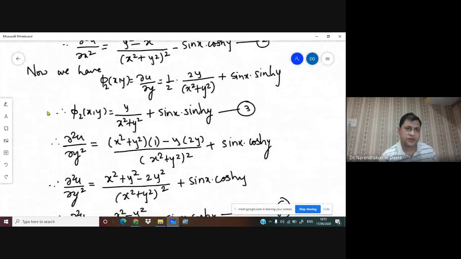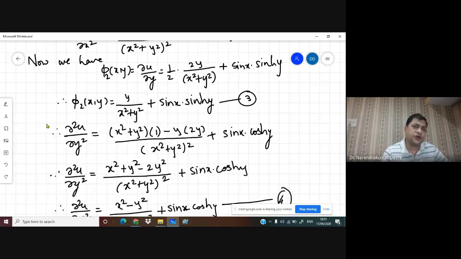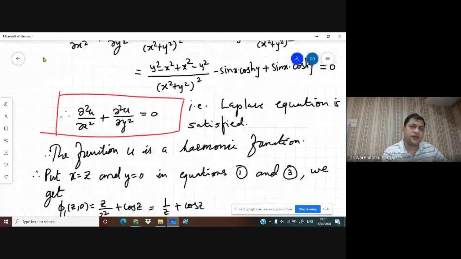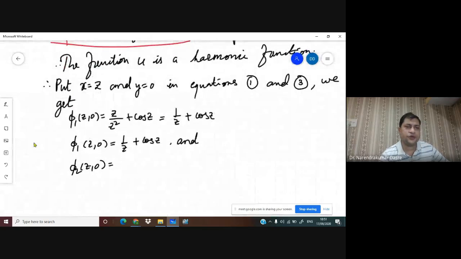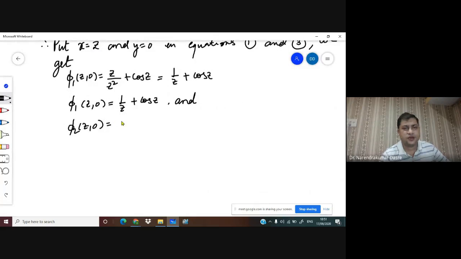So phi 2 of z0. If I put y is equal to 0 here, this term will go to 0, and this sine hyperbolic y0 is 0. So this term is going to be 0. Anyhow, both the terms in phi 2 are going to be 0, and hence we write that phi 2 is equal to 0.